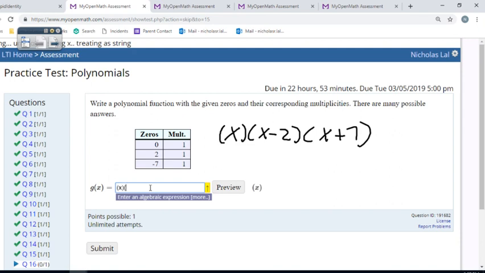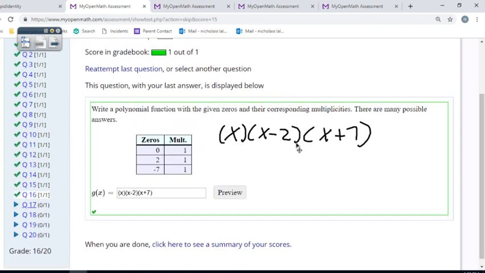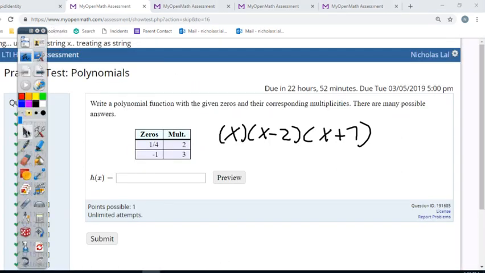x times x minus 2 times x plus 7. Multiplicity is the power these factors are raised to. So this is x with multiplicity 1, x to the 1, x minus 2 to the 1, x plus 7 to the 1. That's right. Move on.